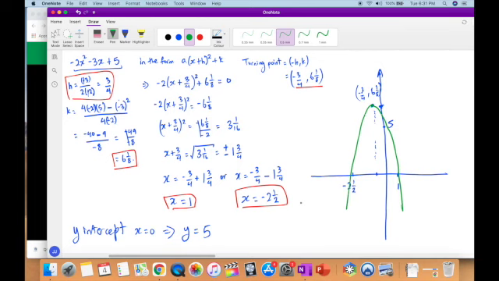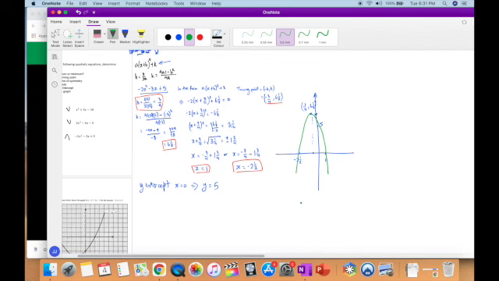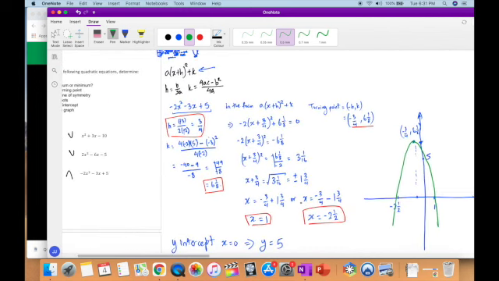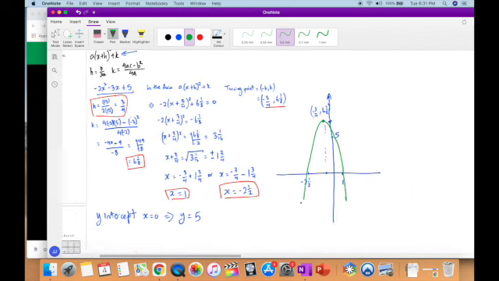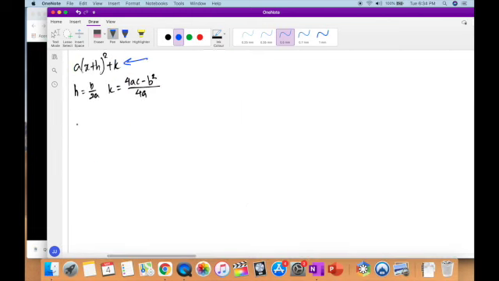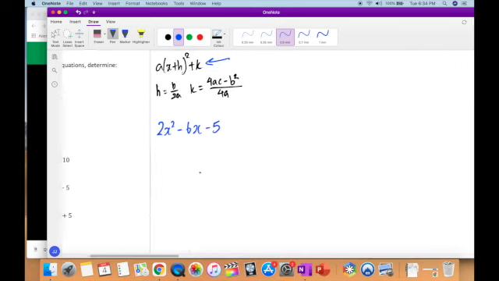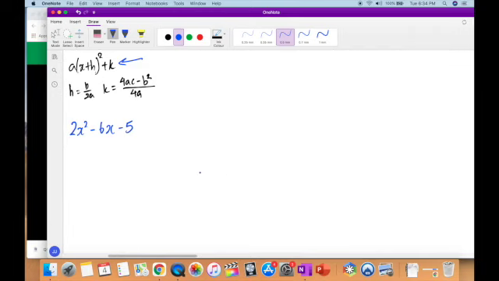So let me ask you guys something. How do you guys feel about sketching a curve and using the completing the square formula? So we have 2x squared minus 6x minus 5. Is that it? Yes. Right. So all I'm going to do is use my formulas.